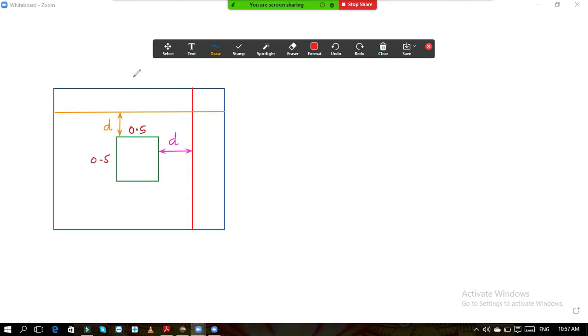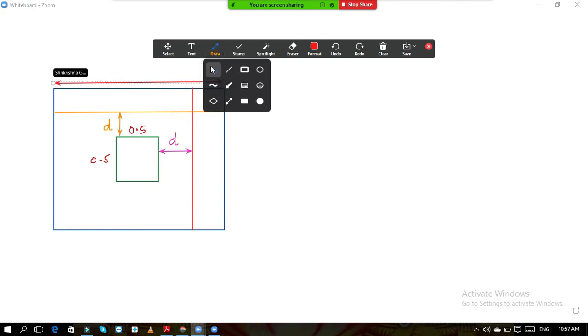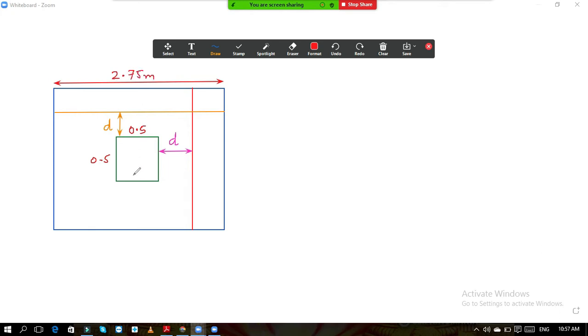Now see, we know that this footing, this total width, this total dimension, is 2.75 meter. So we always provide footing in such a way that the CG of the footing matches with the CG of the column in the case of isolated footing. So here, somewhere here, this is the center point.